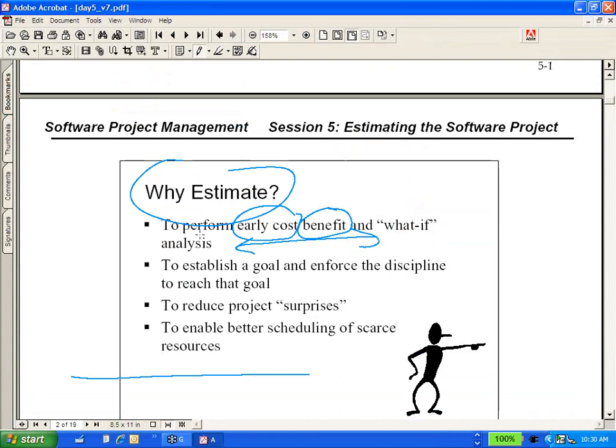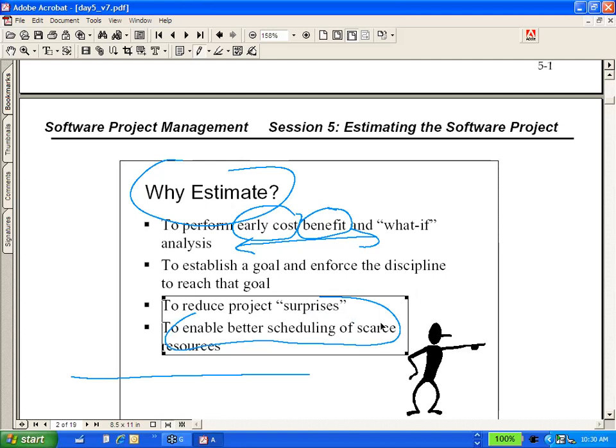Right? Why estimate? To perform early cost-benefit and what-if analysis, to reduce project surprises, to enable scheduling of resources, so that your resources know when they will be called into play. If you estimate, you know that, okay, we'll need 20 developers. So you can hire 20 developers at the right time. So yeah, why estimate is common sense.